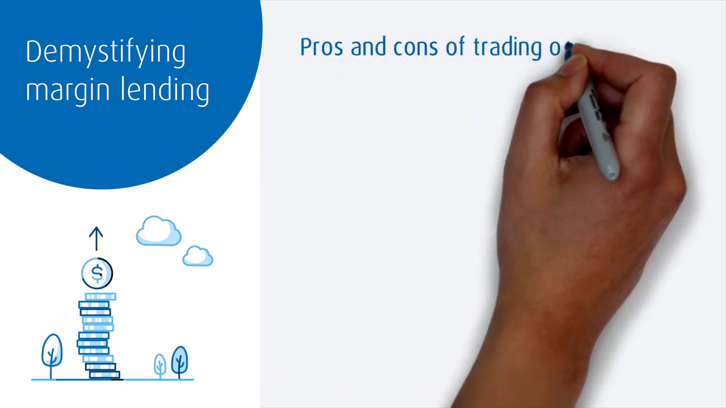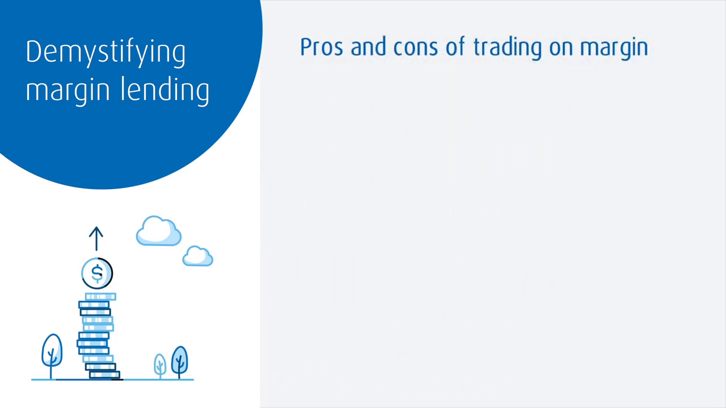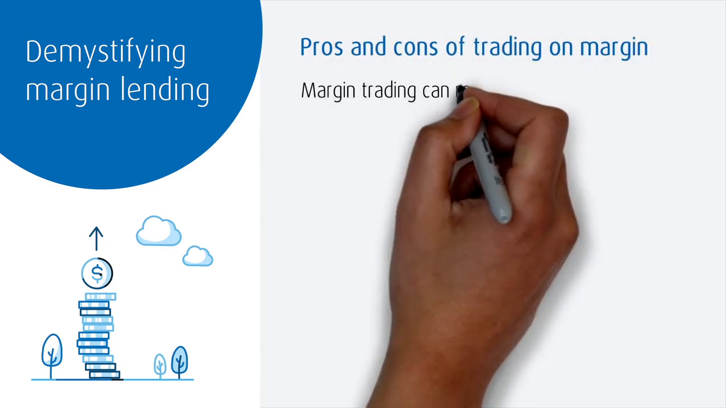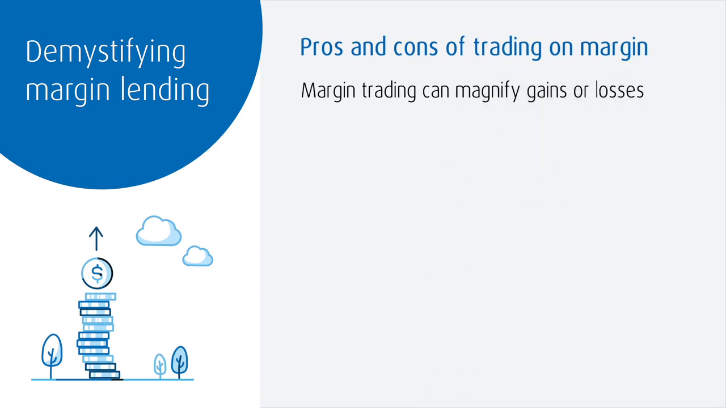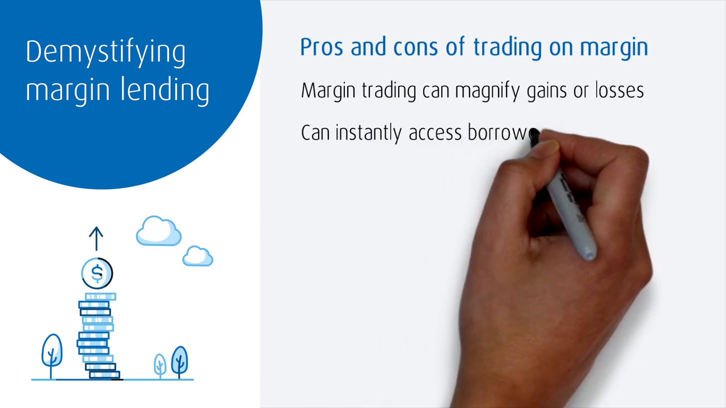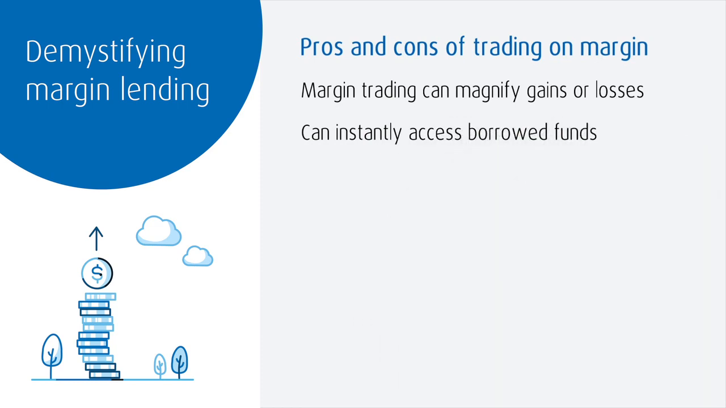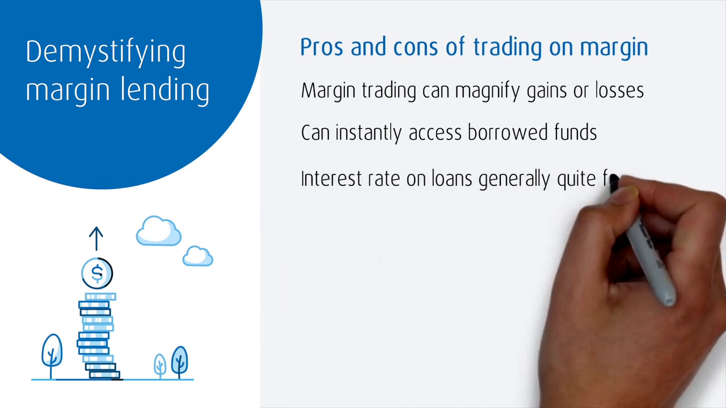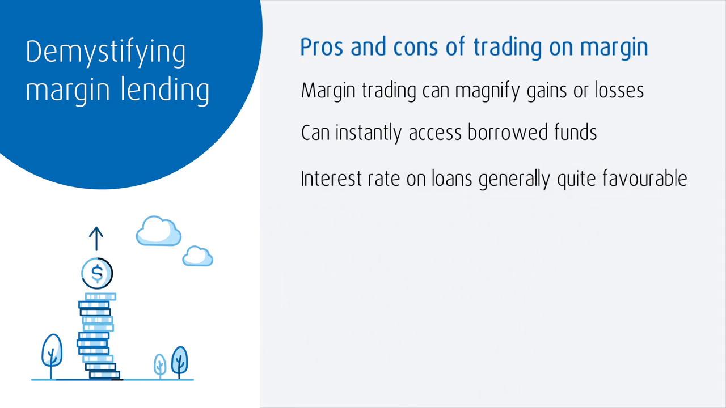Pros and cons of trading on margin. It should be clear that margin trading can either magnify gains or losses. With a margin account, you can instantly access borrowed funds, and because the securities you own serve as collateral, these are secured loans, and that means the interest rate on the loans is generally going to be quite favorable. So while the interest charges reduce your returns, as they are an added cost, that cost is generally quite low.